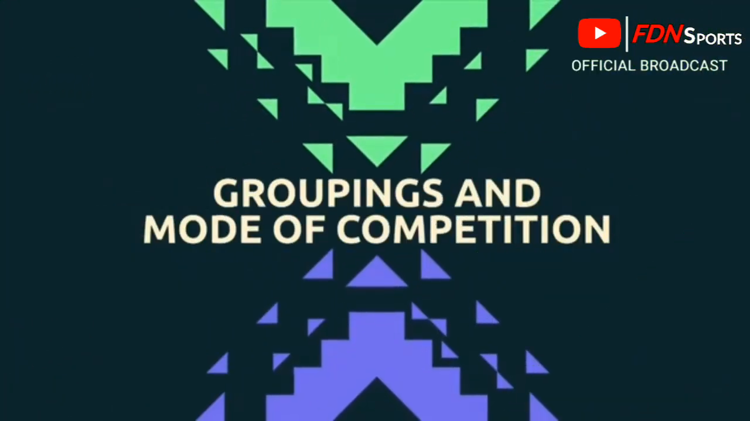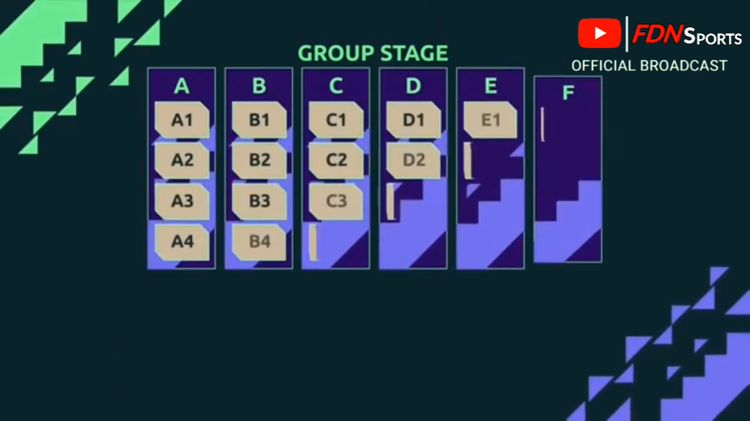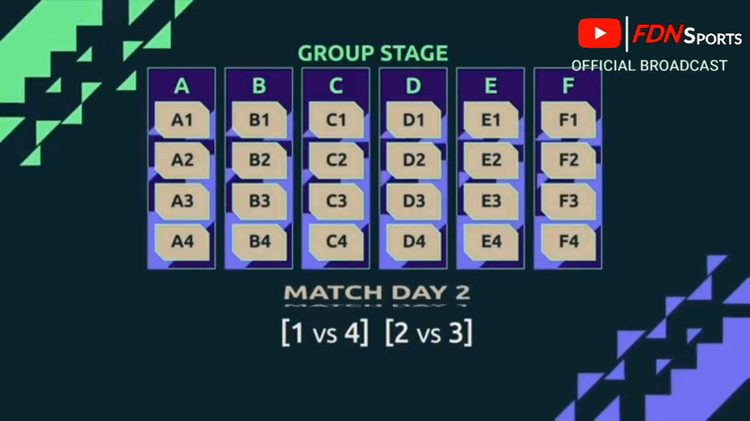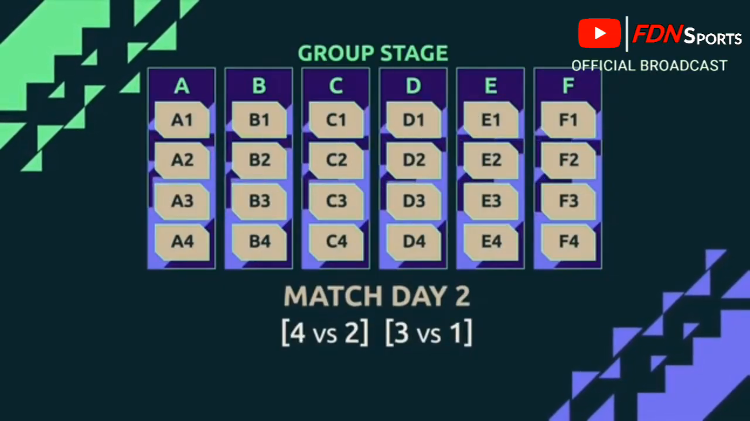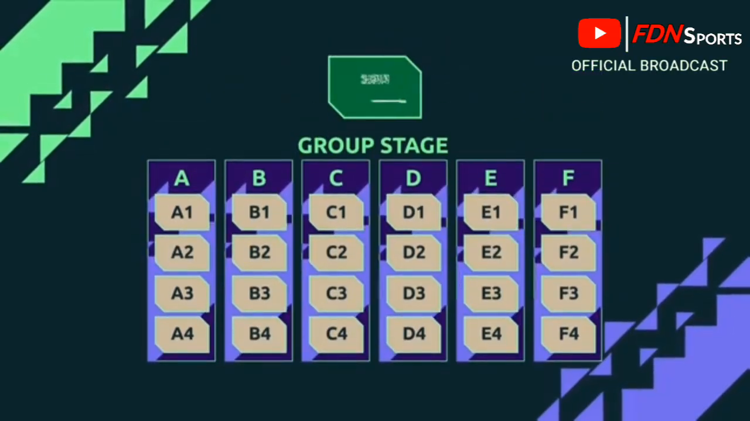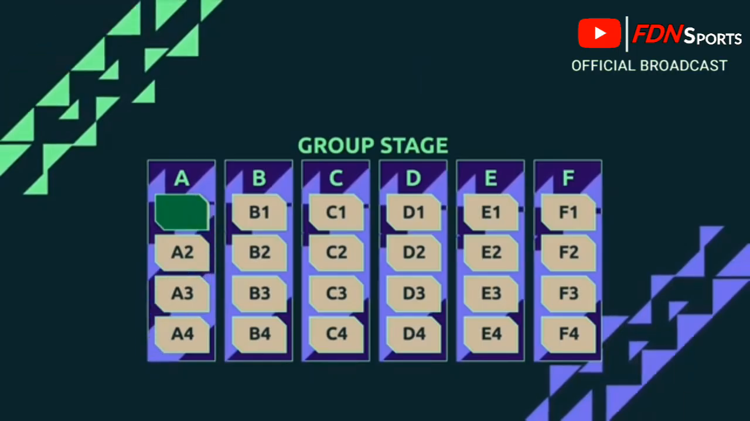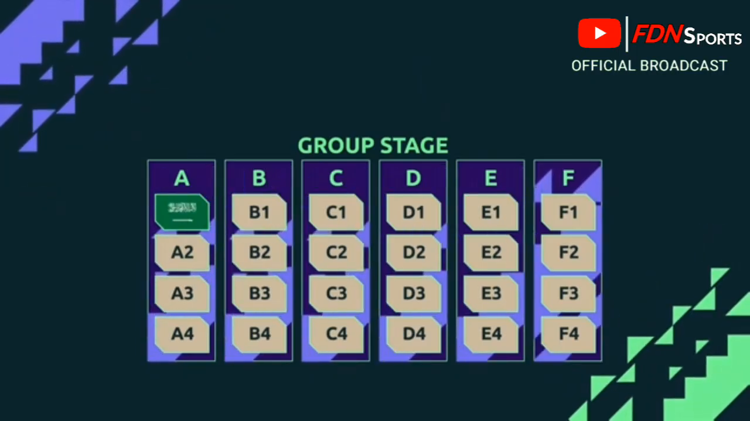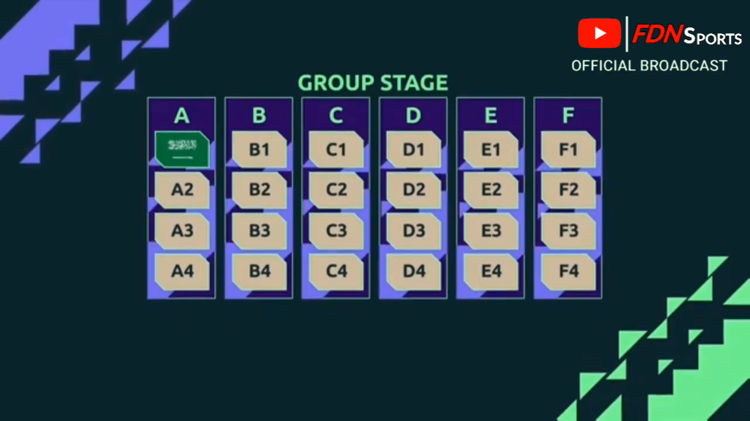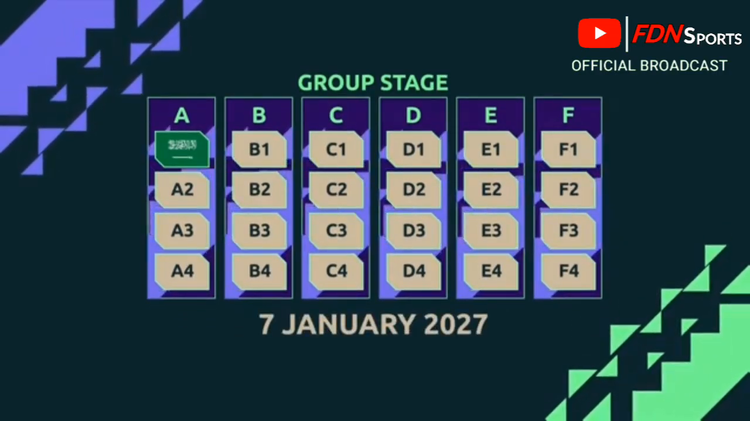Groupings and mode of competition. 24 teams will be divided into 6 groups of 4 teams each to play a one-round league, where each team in the group shall play 1 match against every other team. Saudi Arabia, the top-seeded country as host association, will be placed in position 1 of Group A to accommodate their participation in the opening match scheduled to be played on 7th January 2027 as per the competition match schedule.